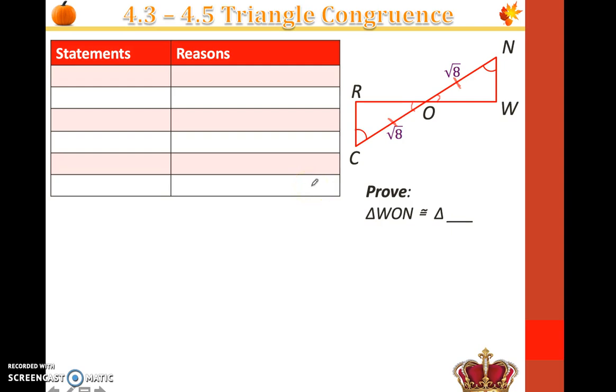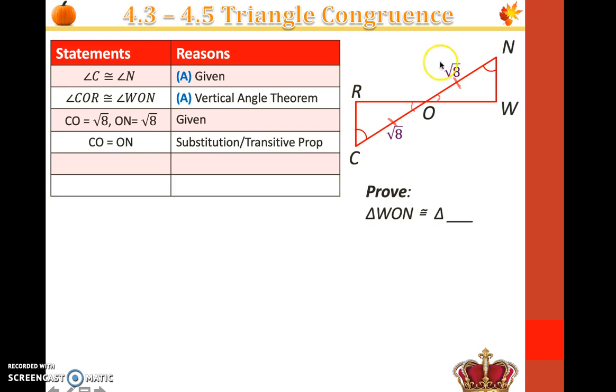So once again, if I were to hit the table here, C is congruent to N, that's given. There's the vertical angles. There is the given fact that both of these measures are root 8. Therefore, their measures are equal, their lengths are equal, be it the substitution or transitive property. And then based on the definition of congruence, they're congruent to each other.